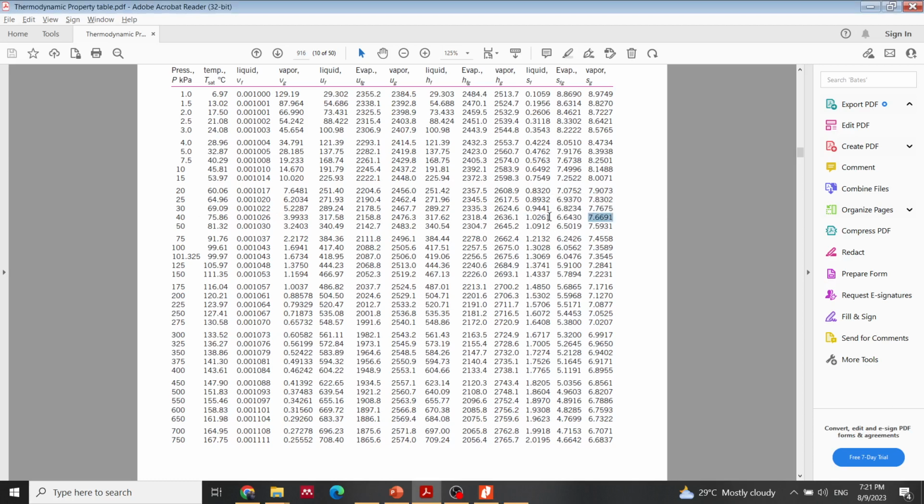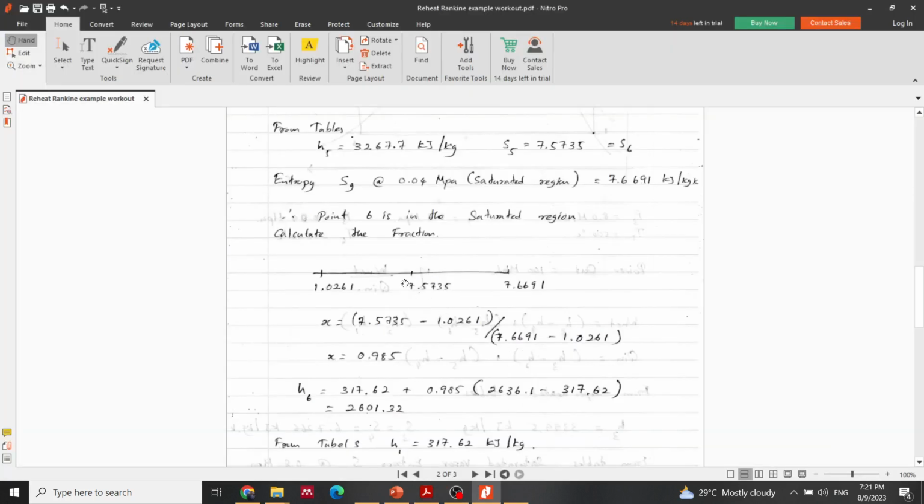So our value is in between these. That means it is in the saturated region, right? Again, we can calculate the fraction, so the fraction can be calculated like this. The fraction we get is 0.985.